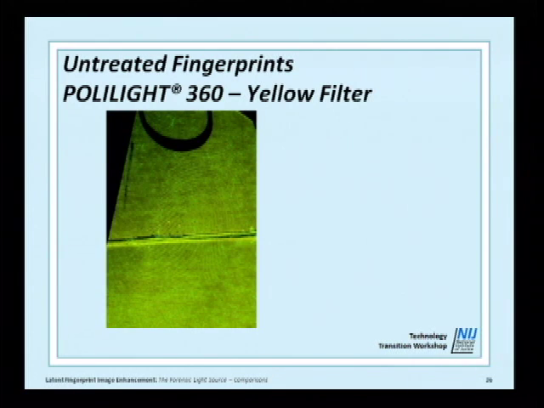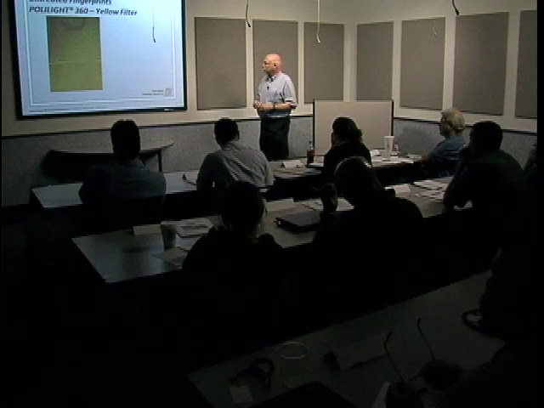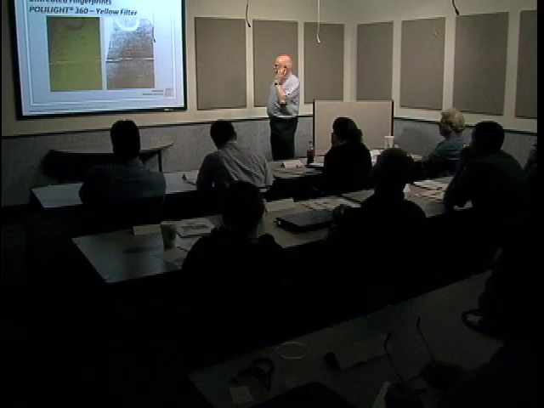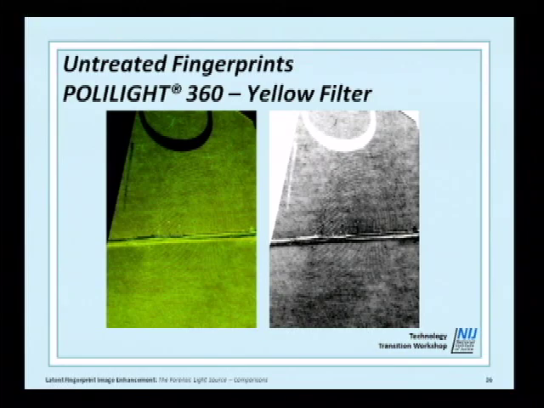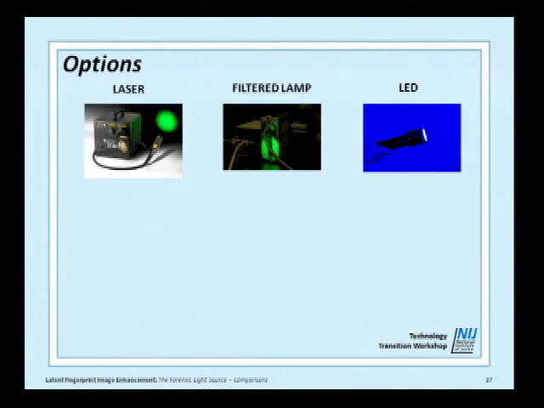And this is an untreated print revealed by ultraviolet on the Polylight with a yellow filter. Again, a little difficult to see here perhaps, but a lot of detail in that print. So let's take a look now at kind of the three categories here. And these are my findings, my impressions.